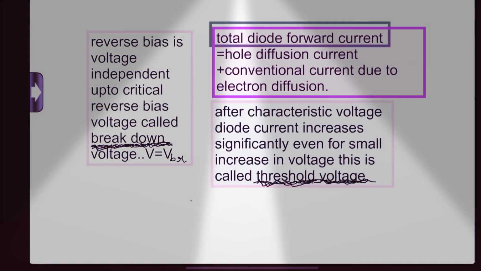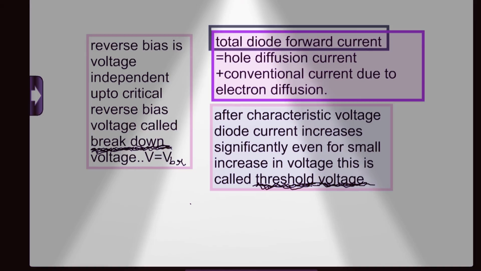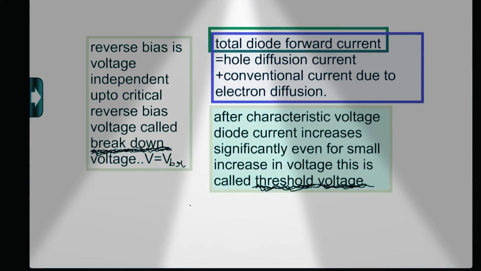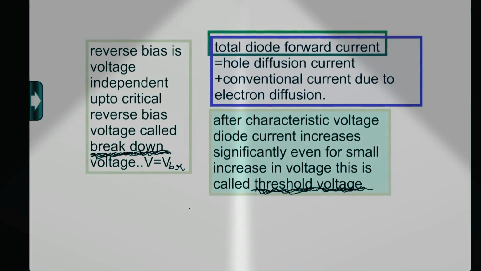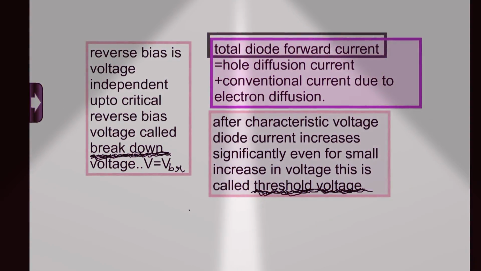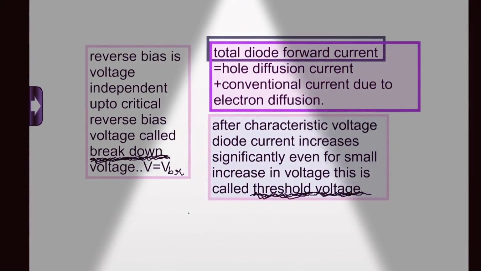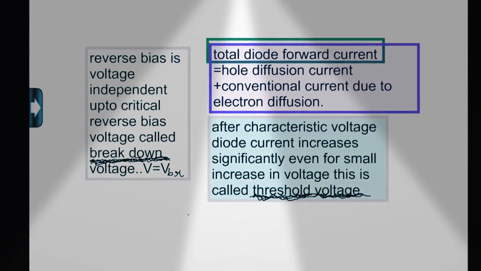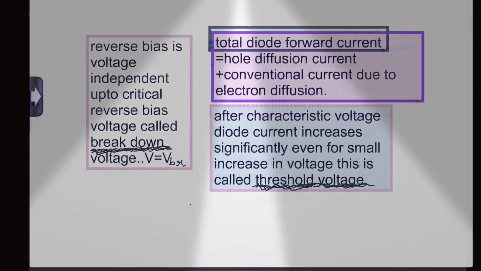Up to a particular value of voltage, reverse bias is voltage independent, and that value of voltage is called breakdown voltage. After that characteristic voltage, diode current increases significantly even for a small increase in voltage, and this is called threshold voltage. And total diode forward current is equal to hole diffusion current plus conventional current due to electron diffusion.